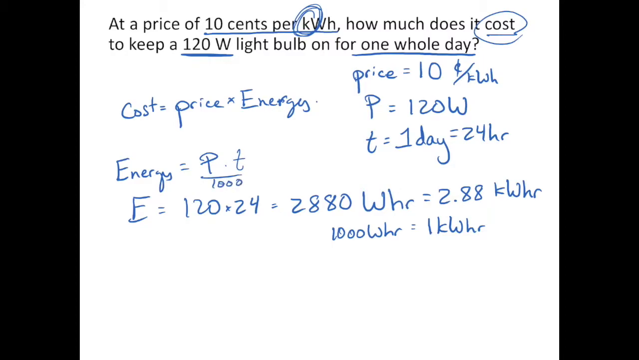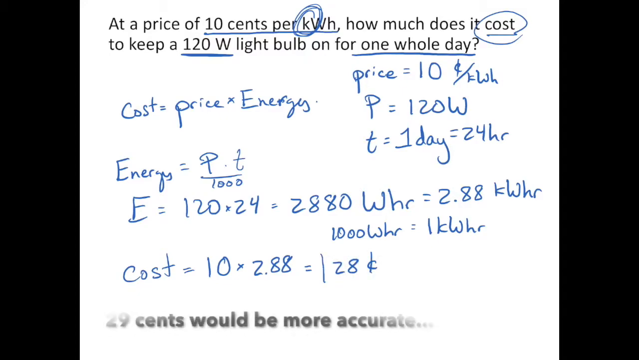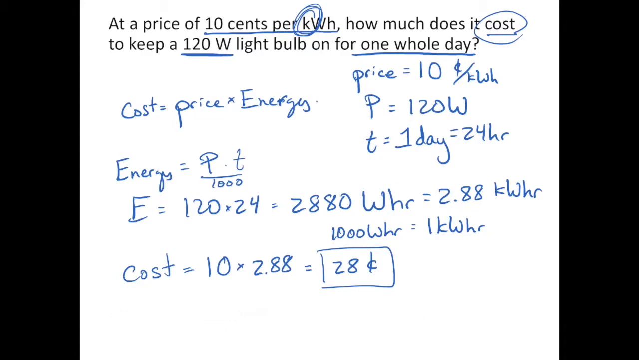So in our equation, as I gave before, we actually divide by 1,000 in order to get the right units of kilowatt hour. Our cost is going to be the energy times the price. The price here is 10 cents per kilowatt hour. Our energy is 2.88 kilowatt hours. And so we get 28 cents is our cost. That's the total cost for having a light bulb on for the whole day, 28 cents.